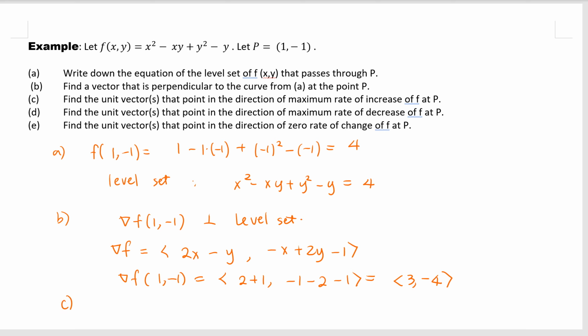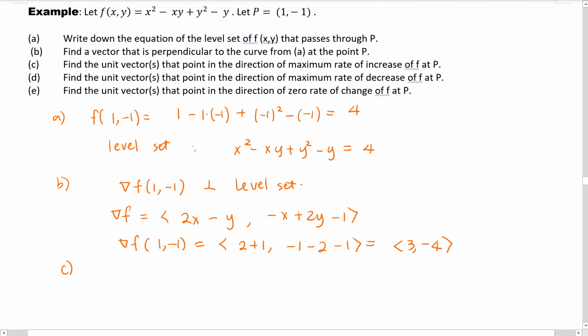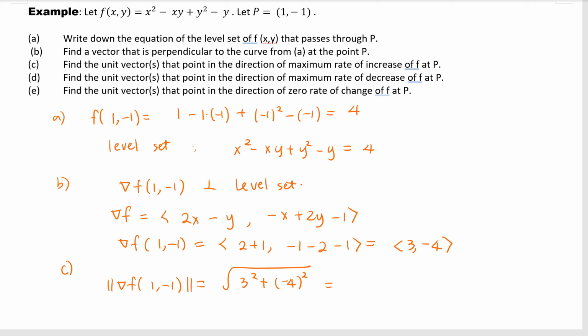So far, so good. Part C, find the unit vector that points in the direction of maximum rate of increase. Well, maximum rate of increase, that is the direction of the gradient vector, right? However, this is not a unit vector. So what is the magnitude of that vector? Well, that is the square root of 3 squared plus -4 squared. We know the special right angle triangle, 3, 4, then the other side is 5.